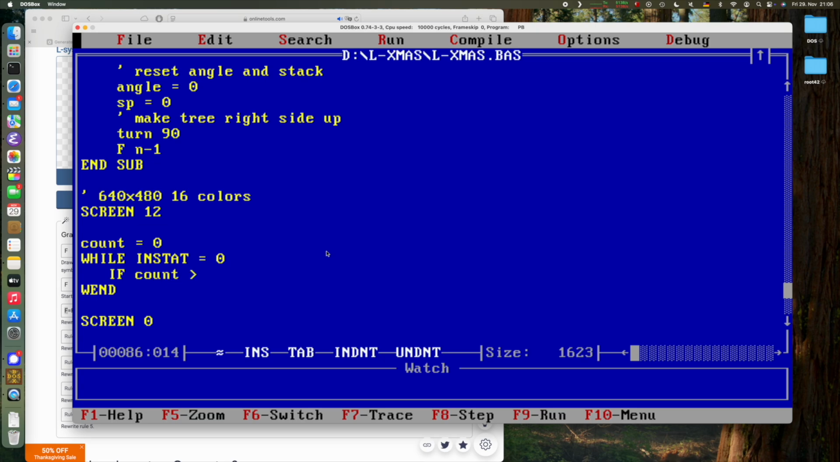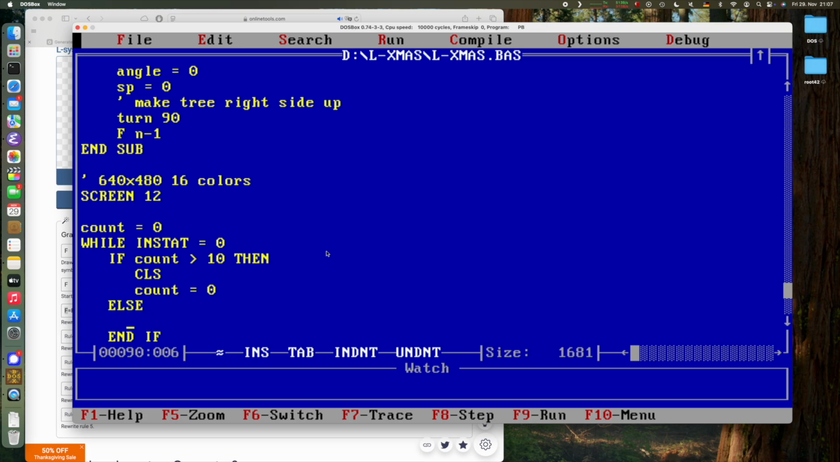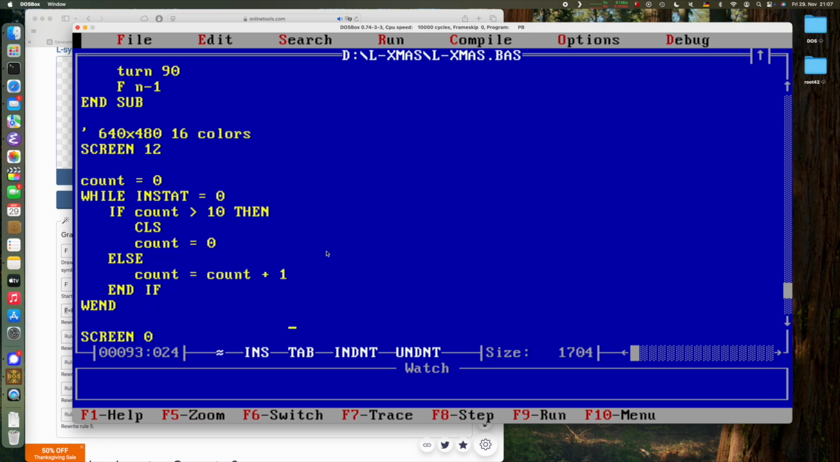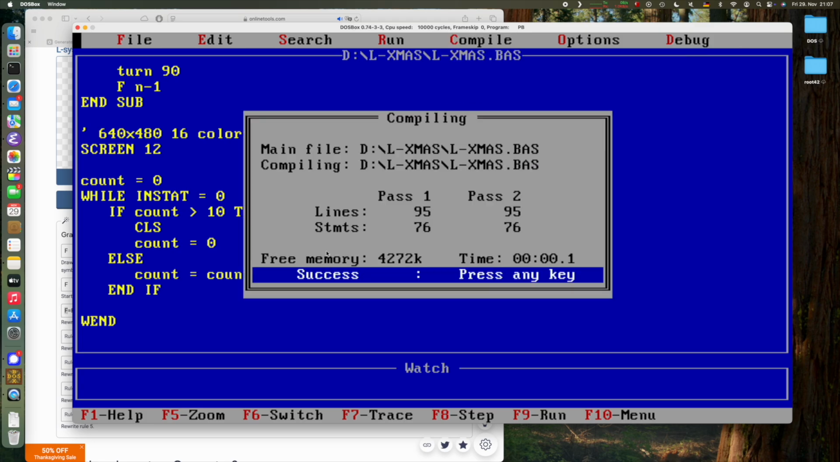And if the count is greater than 10, then we do a clear screen and set the count to 0. So every 10th tree we do a clear screen. And if, I would say, which is not quite correct. There must also be an else where we increment the count, obviously. Does this still compile? It does.